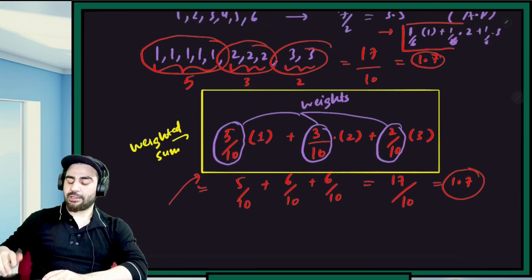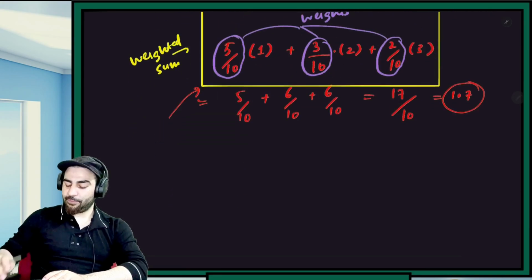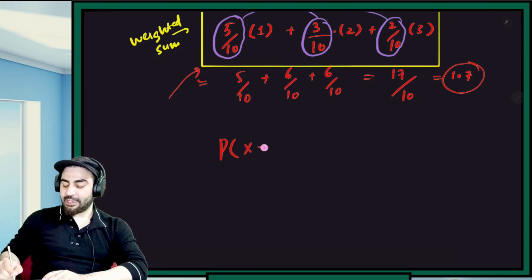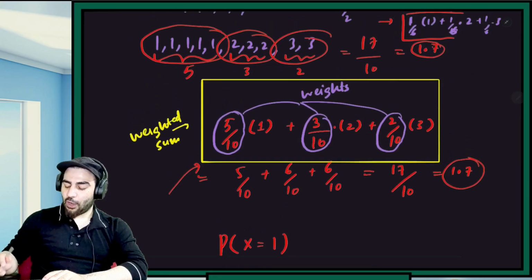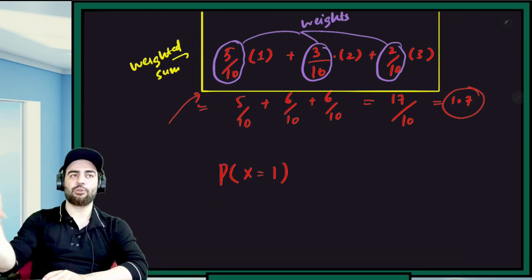So don't you see some striking similarity between this and PMF? In PMF, what we have is the probability that X will take, let's suppose, value 1. So how much frequency is of 1 there? How frequently do you see 1 in the data?